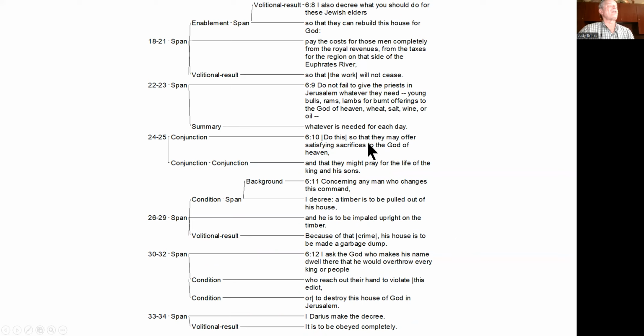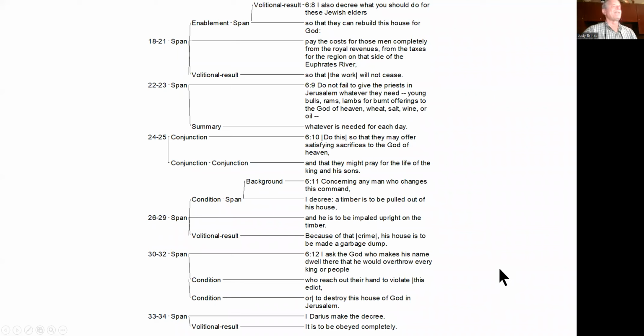And do this so that they may offer satisfying sacrifices to the God of the heaven, and then further that they may pray for the life of the king and his sons. Anybody who resisted is to be impaled upright on a timber. And he asked that God, whose name dwells there, that he would overthrow every king or people that tries to stop this. So then Darius makes the decree.